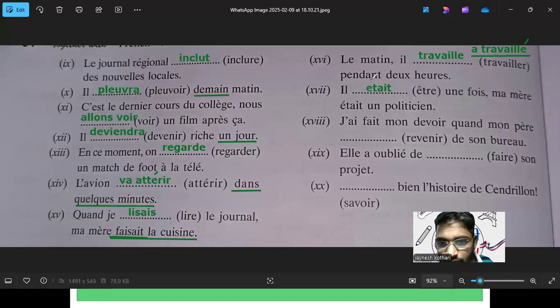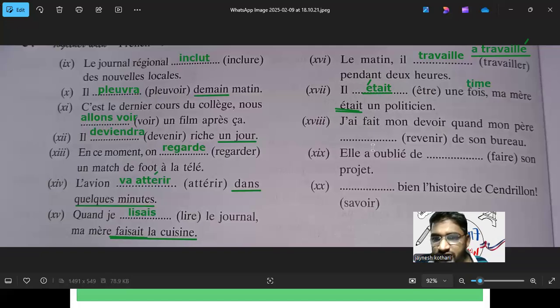Il était une fois is an expression. It means once upon a time. Okay, and can you see the sentence also has imperfect. So once upon a time, my mother was a politician. So if they are using imperfect, I am also going to use imperfect. And il était une fois is an expression, once upon a time. Okay, fois means time. Fois is time.